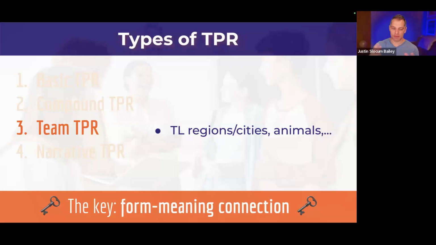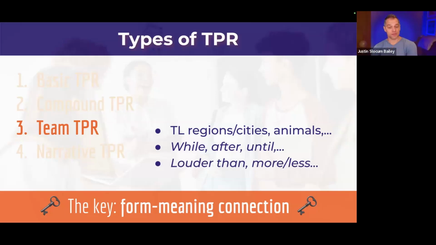Instead of regions, you can have it be animals. Maybe one group is bears, the other group is cats. One group can be the green group, the other group is the blue group. Any kind of language that you want to work in. Well, this team TPR version will give us a transition into the final version that I'm calling narrative TPR. Here again are some examples of the conjunctions that you can use for that team TPR.